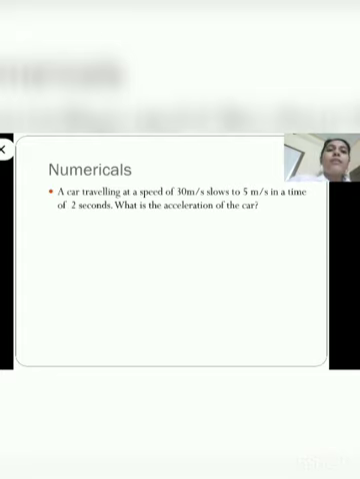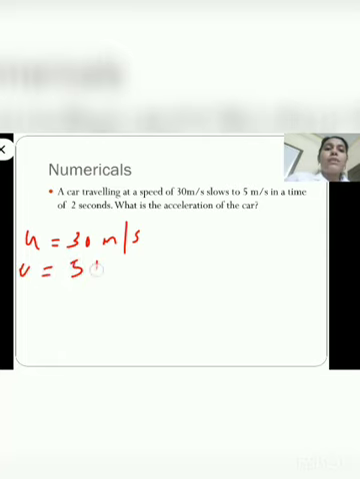A car traveling at a speed of 30 meter per second slows to 5 meter per second in a time of 2 seconds. What is the acceleration of the car? So what is given? Initial velocity u is 30 meter per second. Slows to 5 meter per second, so finally the car possesses a velocity v equal to 5 meter per second. Time is 2 seconds.